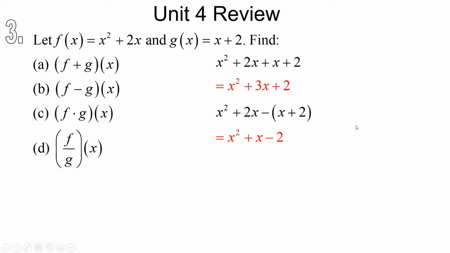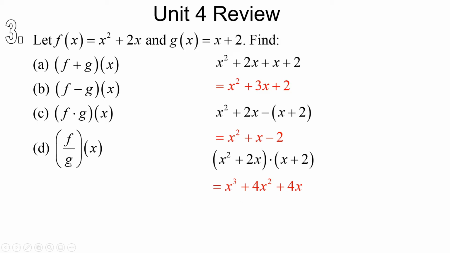Now we multiply them. So we're going to multiply it out, so just FOIL it out like you always have. So equals x squared times x would be x to the third. And the outside would give me a 2x squared. The inside would give me another 2x squared for 4x squareds. And then my last terms would be 2x times 2 or plus 4x. And there we go. F times g of x is x to the third plus 4x squared plus 4x.